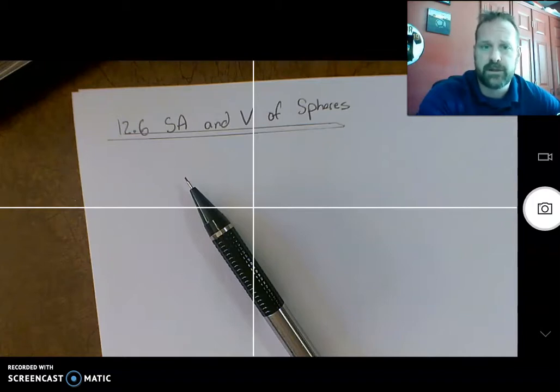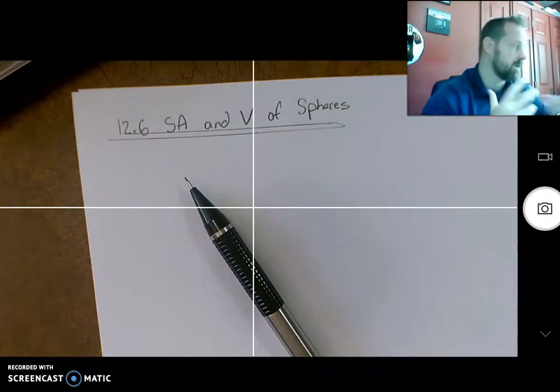So let's get started. Today we're going to be dealing with the surface area and volume of spheres. Again, surface area is in units squared and volume is in units cubed. So let's deal with the first.